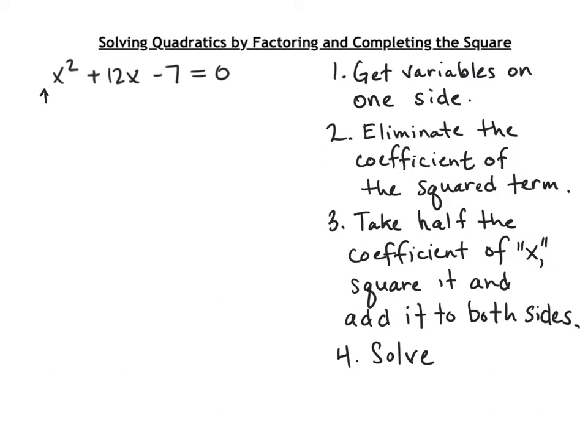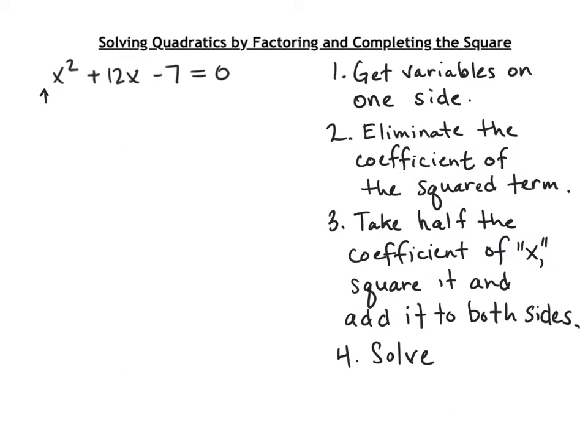Step 3 is the magical step. Take half the coefficient of x, whatever your variable is, that in this case is the 12, square it, and add it to both sides, and then you solve. So let's give this a try.